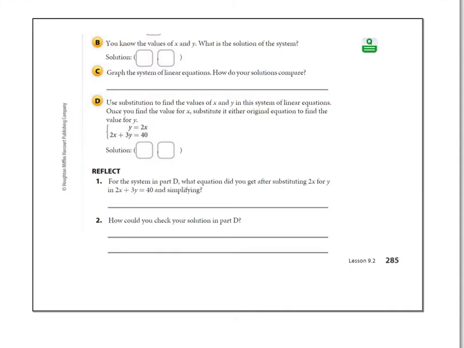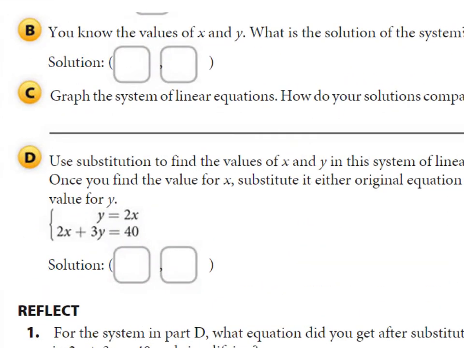Well, part B says since we know the values of x and y, what's the solution? Well, the solution would be what our x and y are, which is 2 and 3. 2 is what we found, 3 is what they gave us. And part C says to go back and to graph the system of linear equations.